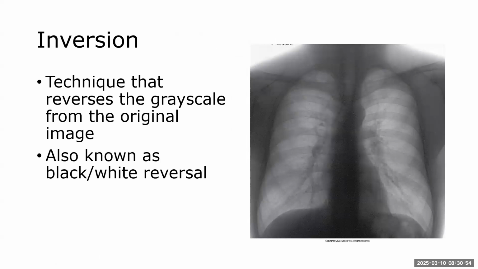Inversion, you may have seen this used in clinic. I used to like to invert the image if I was trying to tell if I had all of the rib margin on there, to make sure that I had the lungs on there. Also, a lot of times you could see feeding tube placements a little bit better. So this just reverses the grayscale from the original. It's also known as black-white reversal. So everywhere that normally is very bright is now dark, and everything that was dark is now bright.